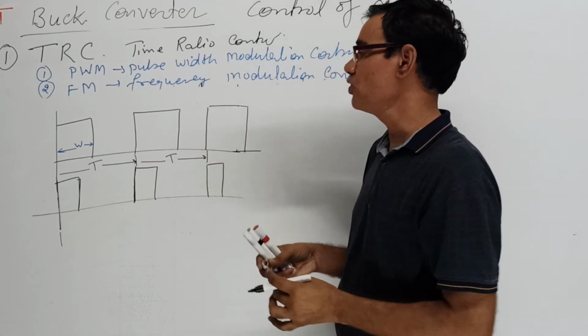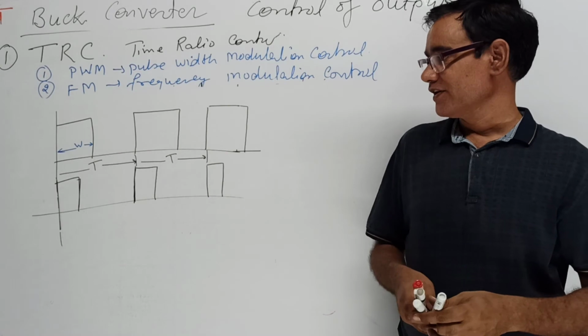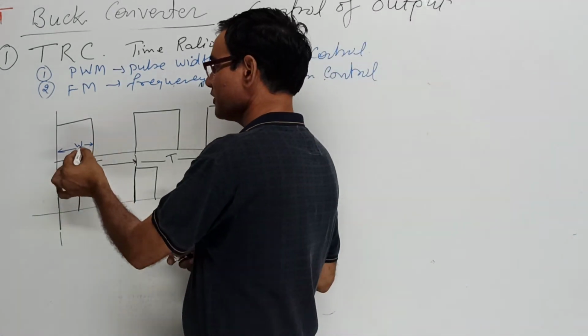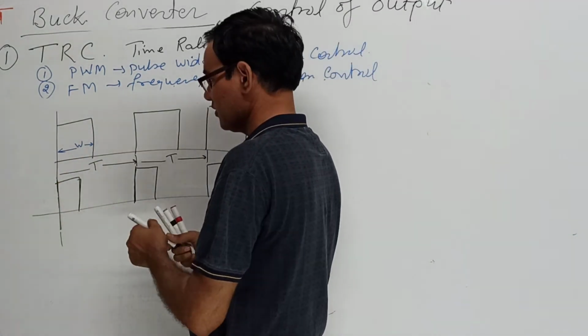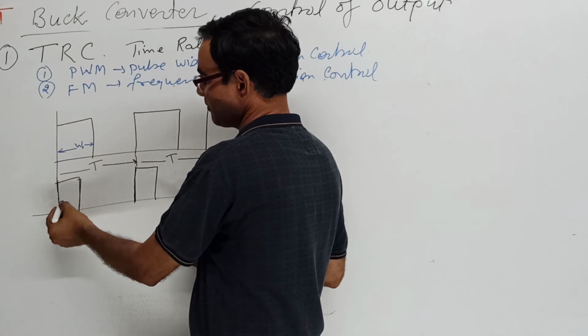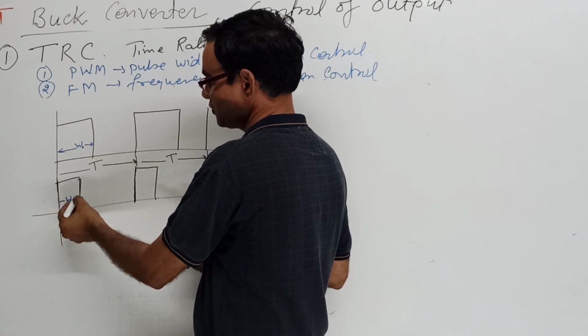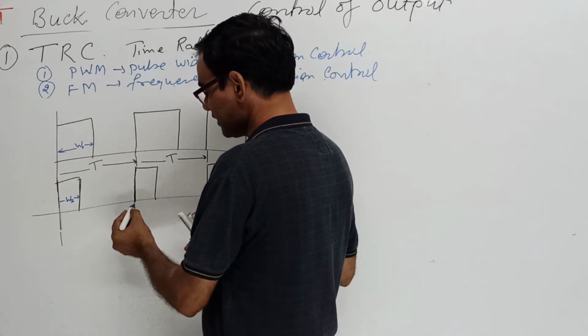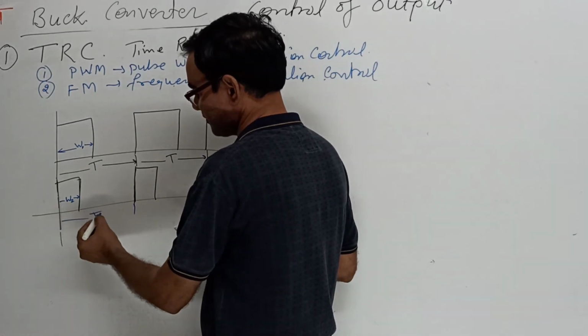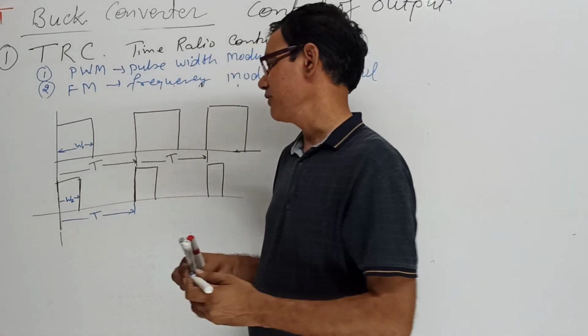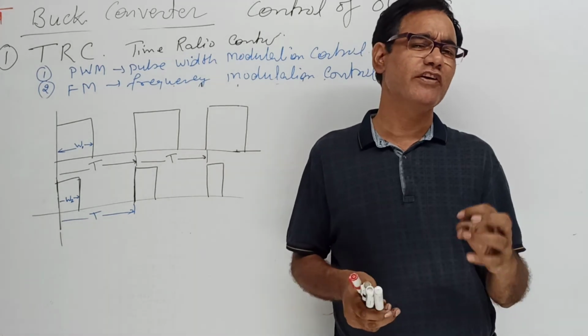The width of the pulse is smaller. So this is the pulse width W1, and the smaller one here is the pulse width W2. But the time cycle is T, which is the same. It is also known as constant frequency control.